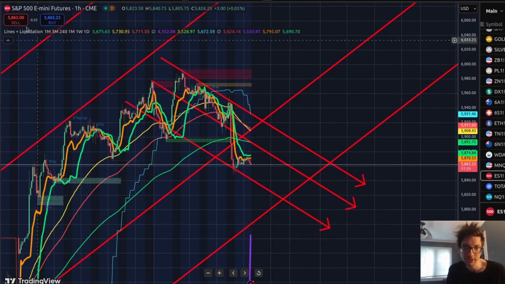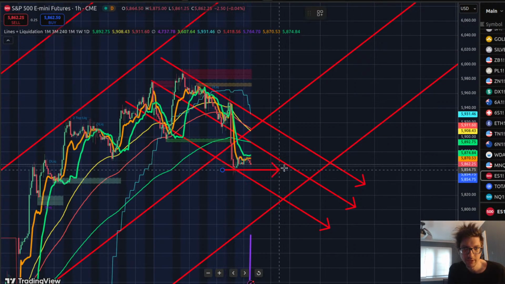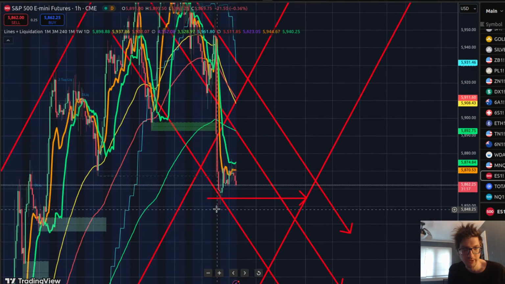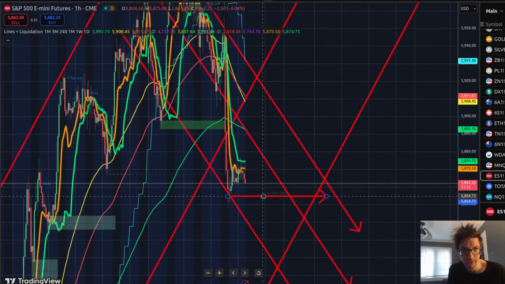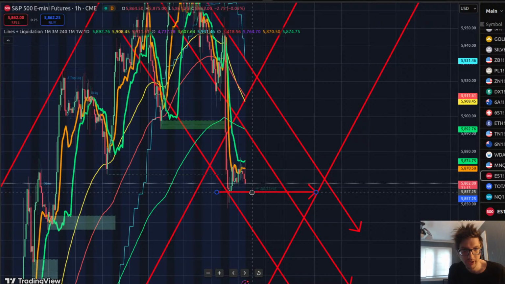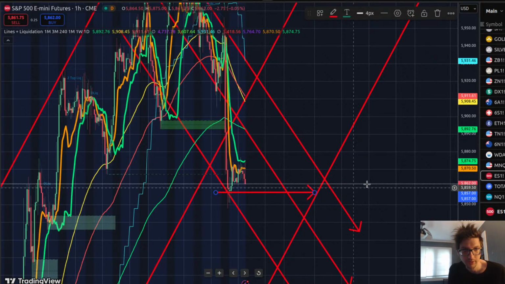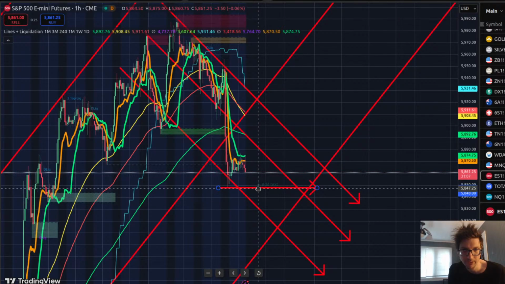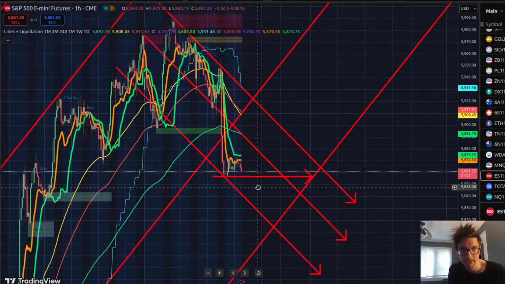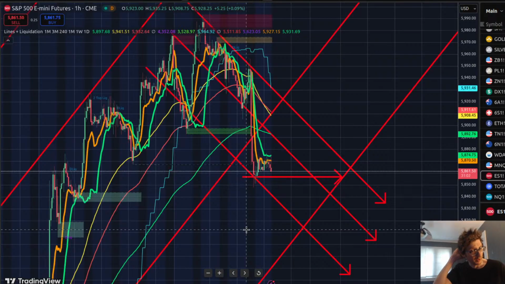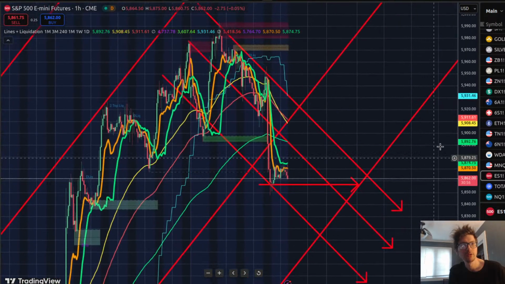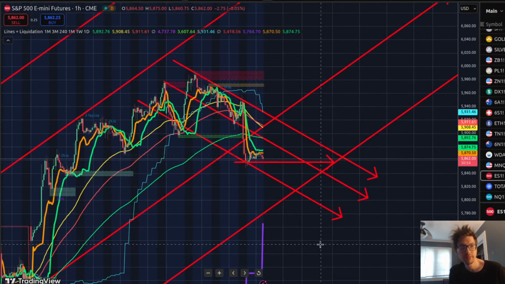I mean, we're just going to have to test this level right here. And if price breaks below it, the reason that I drew that there is because it basically lines up with where the bottom of these candles are, the bodies of the candles, not the wick. If you want, you could put it at the wick, but I like putting it at the body. I don't really count the wicks when I draw trend lines or support and resistance.